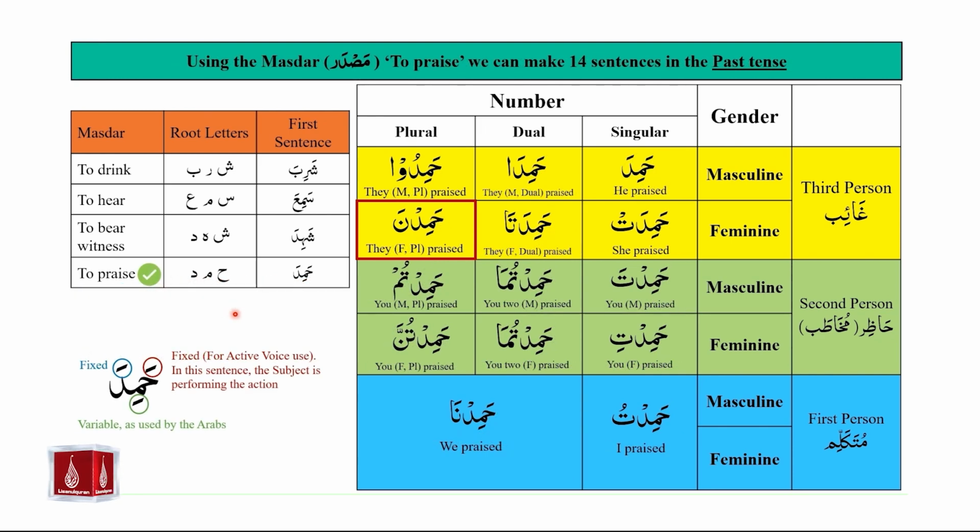Here we have the root letters ha, mim and dal. Hamida is the first jumla fi'liya. Hamida is written on the same pattern as shariba, sami'a, shahida. Hamida means he praised. Hamida, hamida, hamidu.